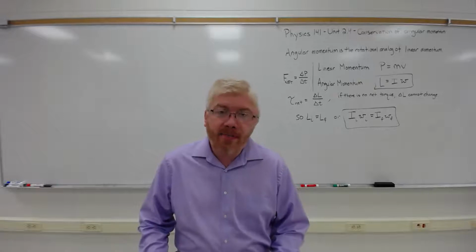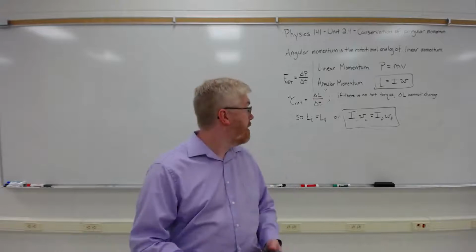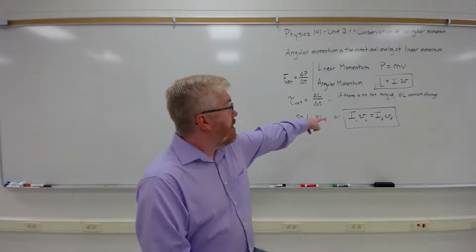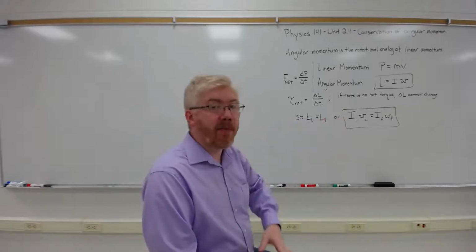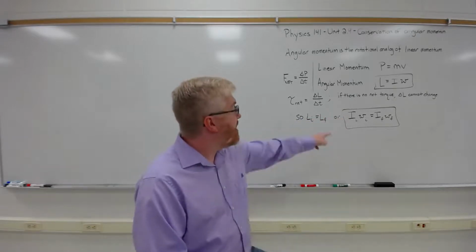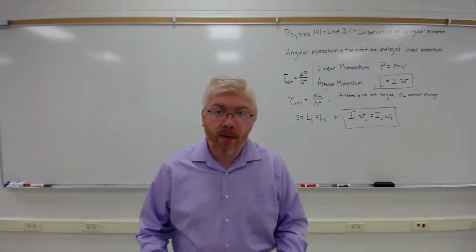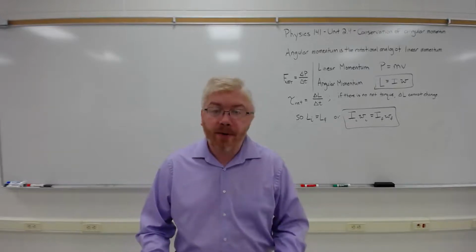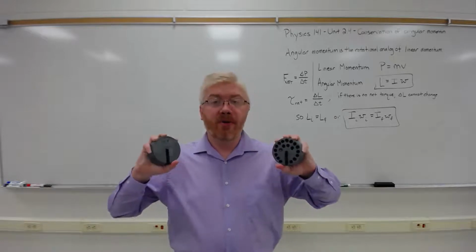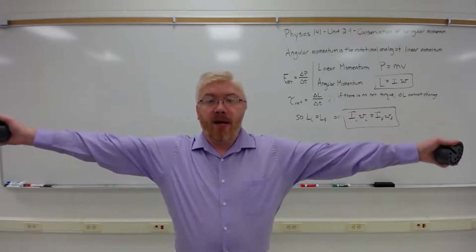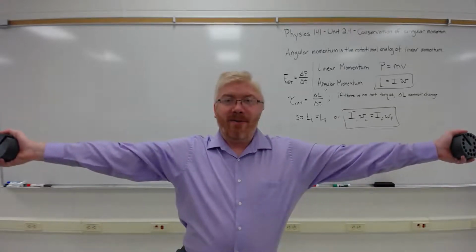I can change the amount of rotational speed that I have. Looking at that bottom equation again, the initial moment of inertia times the initial speed is equal to the final moment of inertia times the final speed, which simply means that if I change my moment of inertia, my angular speed has to change as well. Otherwise, that equation doesn't work. So how am I going to change my moment of inertia? I'm going to give myself a very large moment of inertia by taking these masses and holding them out at arm's length.